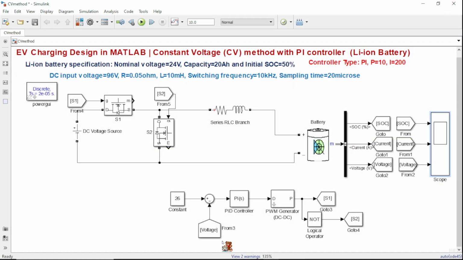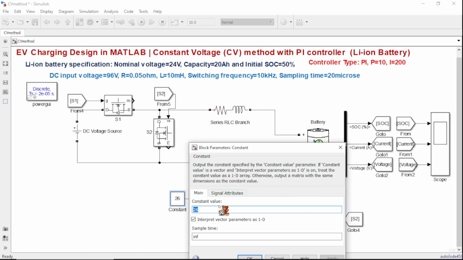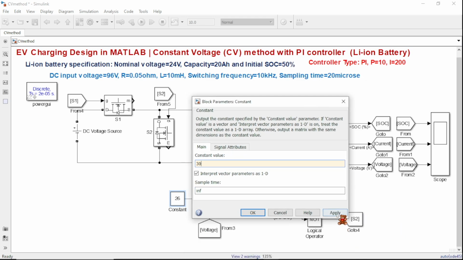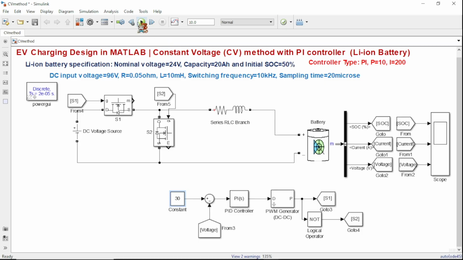Now I just change the voltage reference as a 30 volt and try to run this program and see what happened. I think similar case will happen. To make the voltage constant, what happened, current will be decreased. This simulation is very easy. You can take as a reference of this simulation.